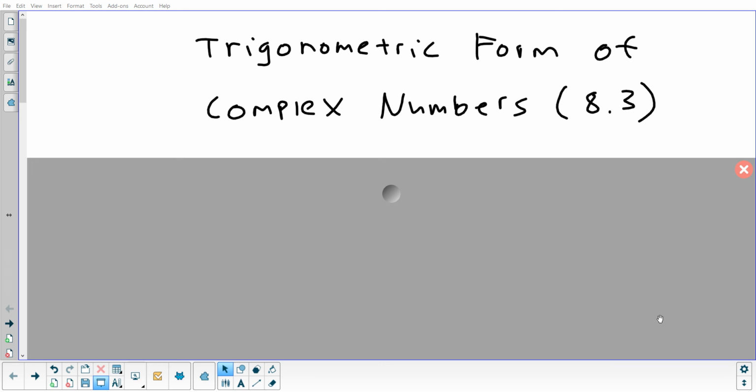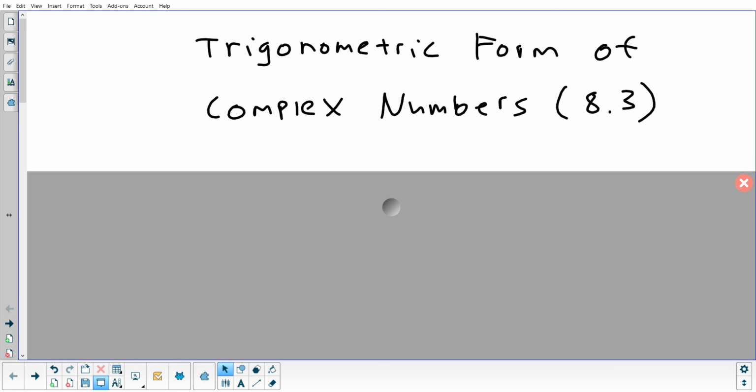Take a look at section 8.3. And 8.3 is on what we call the trig form of a complex number. So we've talked about writing complex numbers as a plus bi, like 5 plus 3i.